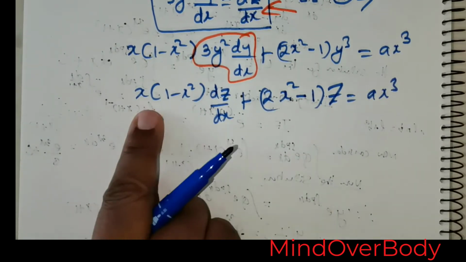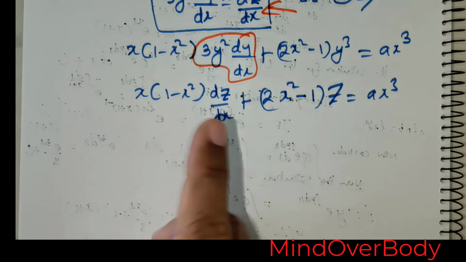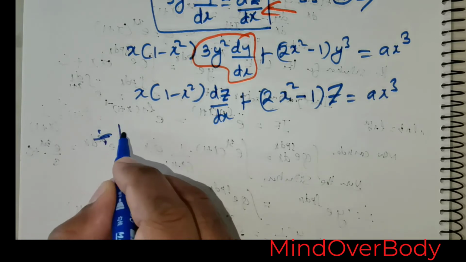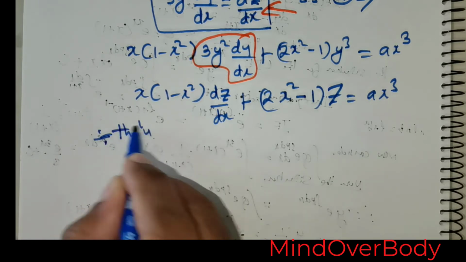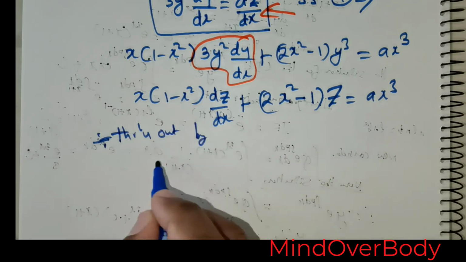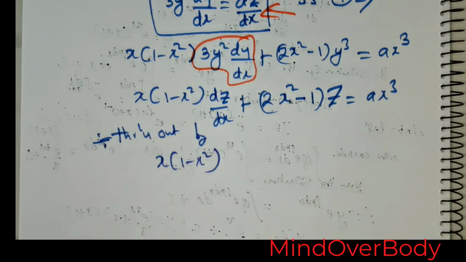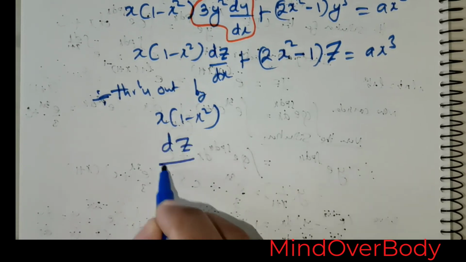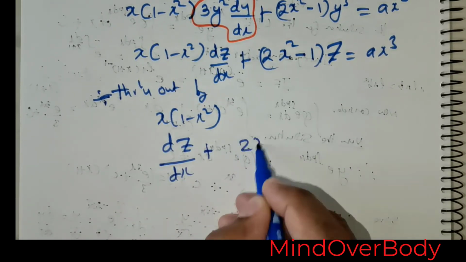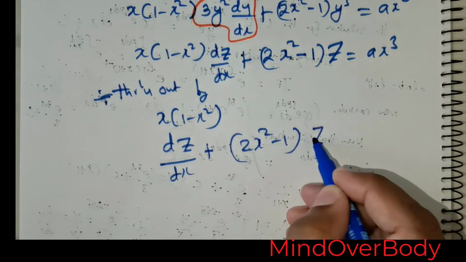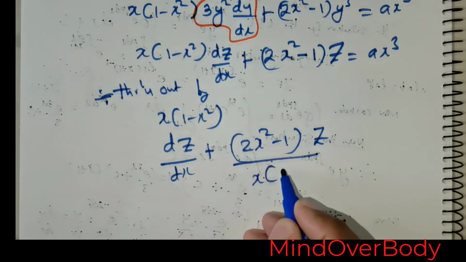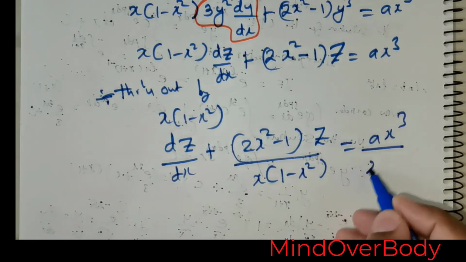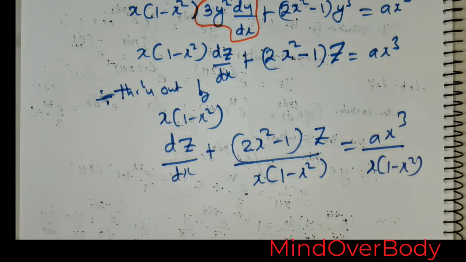Now what I wish to do is get rid of this entire coefficient. So in other words, I will be dividing throughout by x(1 − x²). When I perform the division, I get dz/dx plus (2x² − 1) z divided by x(1 − x²) is equal to a x³ divided by x(1 − x²). This is what I've got.